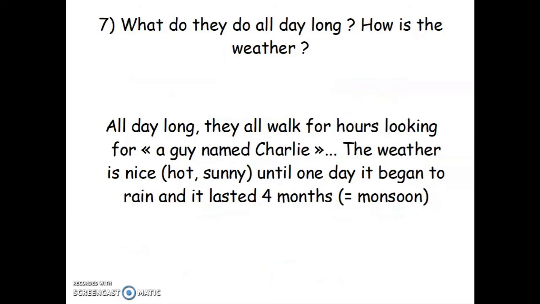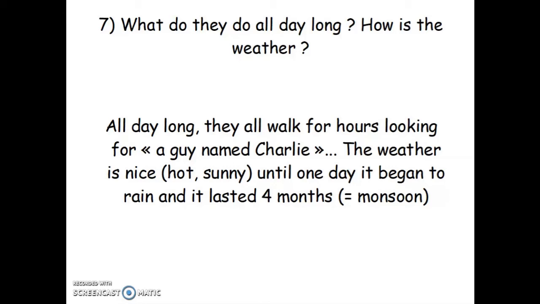Right, we can move on to question 7. What do they do all day long, and how is the weather? When they are not on the platoon, on the camping site, they are outside, and all day long they walk for hours, looking for a guy named Charlie. Forrest Gump does not understand what this means, but Charlie is a code name to mention enemy soldiers. So in fact they are looking for North Vietnamese people, but Forrest Gump believes that they are looking for someone called Charlie. So it is pretty funny too this time.